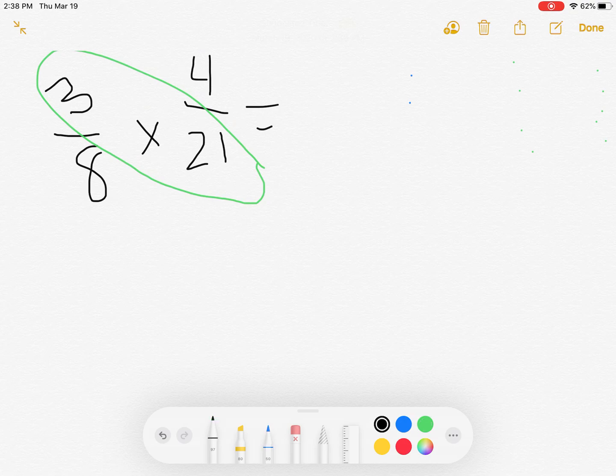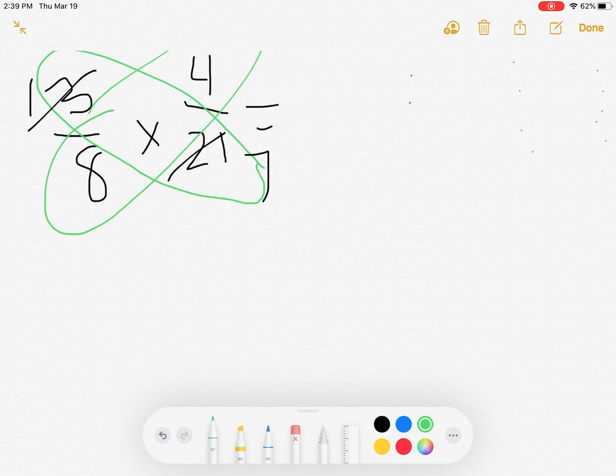I need to ask myself, do they have a common factor? In this case, they do, because 3 can actually go into 21. So their common factor is 3, which means I'm dividing both of these by 3. When I do that, I end up with a 1 here, and 21 divided by 3, I end up with a 7. Okay.